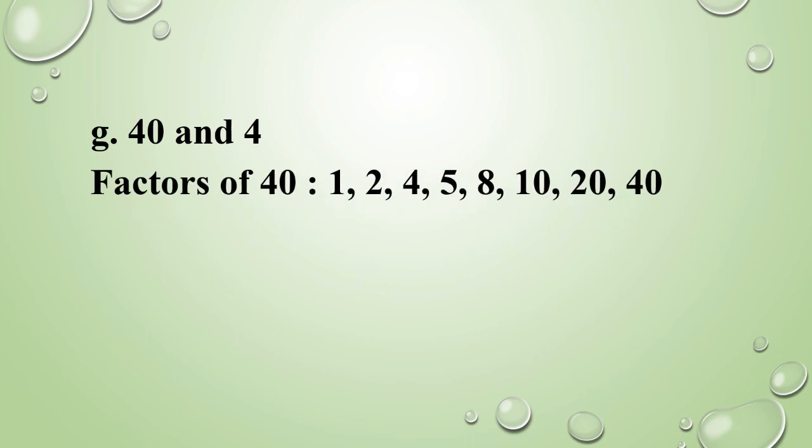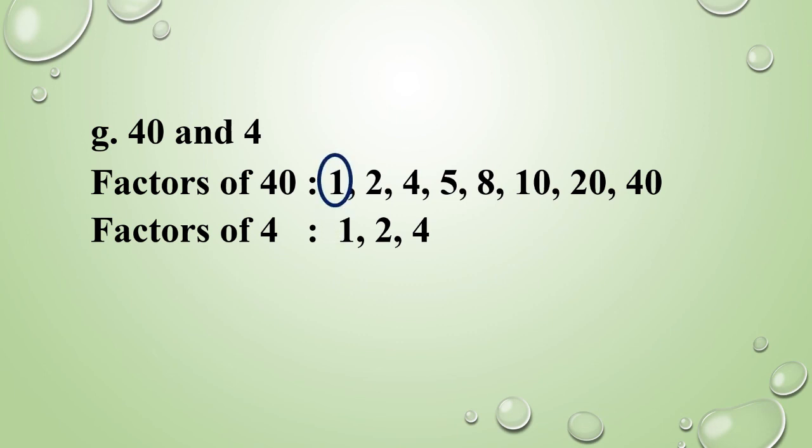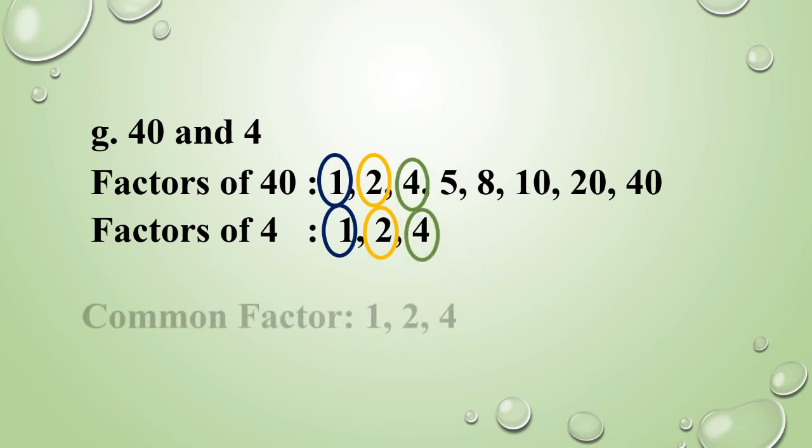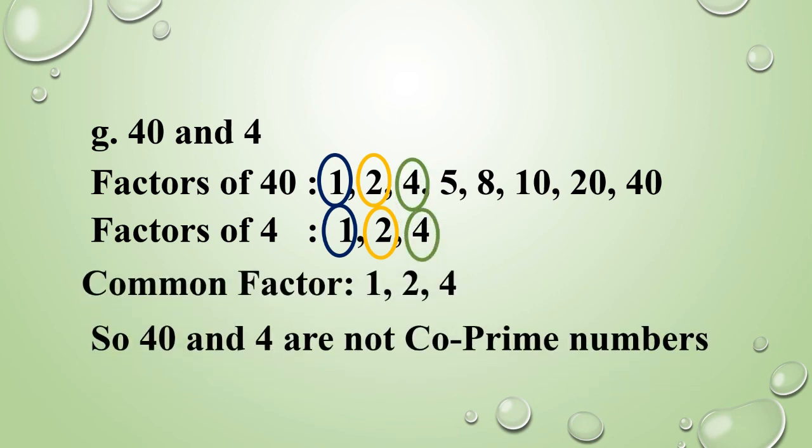Then let's do its G part. G part is 40 and 4. First find out the factors of 40. Factors of 40 are 1, 2, 4, 5, 8, 10, 20 and 40. And factors of 4 are 1, 2 and 4. So what is common in them? 1, 2 and 4. So they have 3 common factors, 1, 2 and 4. So can we say they are co-prime numbers? No. 40 and 4 are not co-prime numbers.